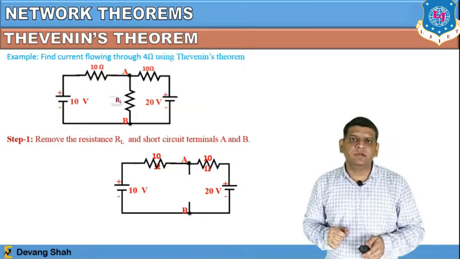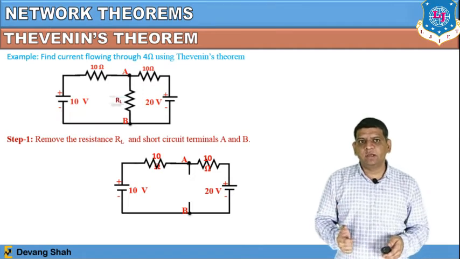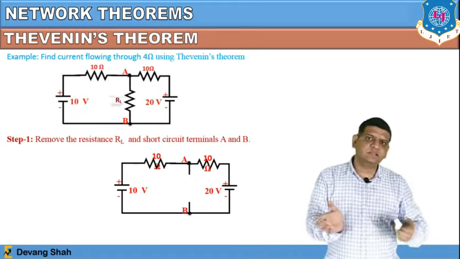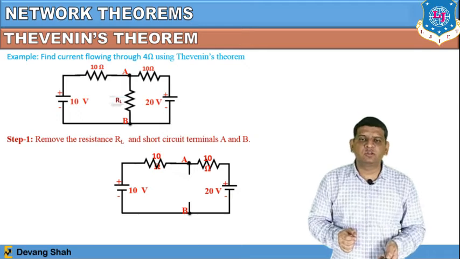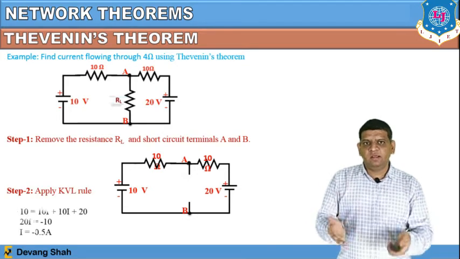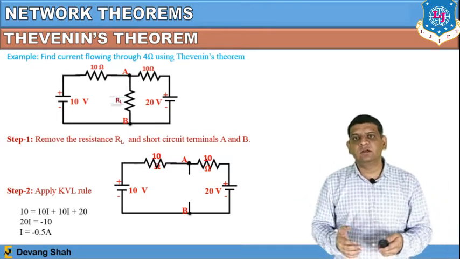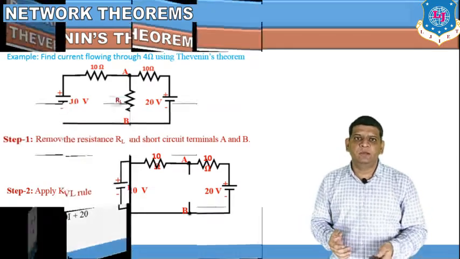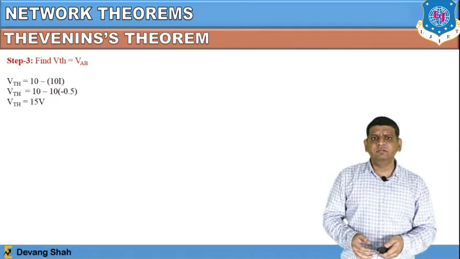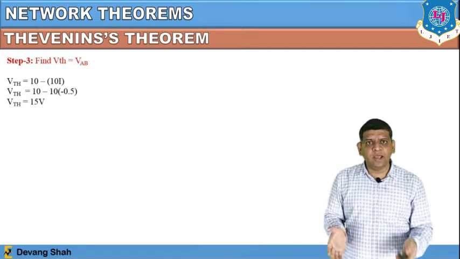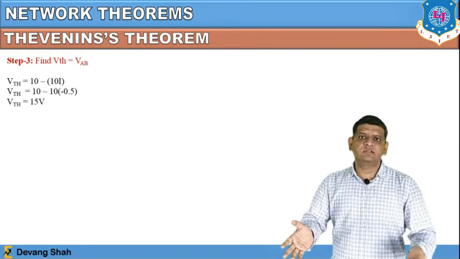So now this is my network, and from this network my job is to find VTH, which is the voltage drop across terminals A and B. Either you can find from this side or this side, right? So let's say we find it on the right side, where it is 20 volt minus 10 into I, and that I is nothing but the current passing through the overall circuit. Once you apply KVL, you use this equation: 10 is equal to 10 I plus 10 I plus 20. From this you can find the total current I is equal to minus 0.5 ampere. Now the same thing if you apply to find VTH, you can see the equation here: VTH is equal to 10 minus 10 into I. That VTH you can find up to 15 volt, right? So the voltage drop across terminals A and B is nothing but 15 volt, right?